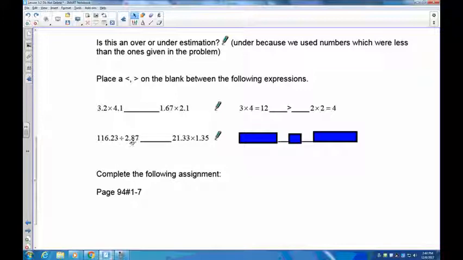116.23 divided by 2.87, so I'm going to round this off. You'll see I've got 120 divided by 3, that's 40. And the reason I chose 120 is I know that 3 times 4 is 12, so I can use that to find out 12 divided by 3 is 4, and then I can just add my 0. 21 times 1.35, I'm going to take the 21 and change it to 20, and the 1.35, I'm going to do a front-end rounding on that of a 1, and 20 times 1 is 20. So it's very clear that the 40 is greater than the 20.